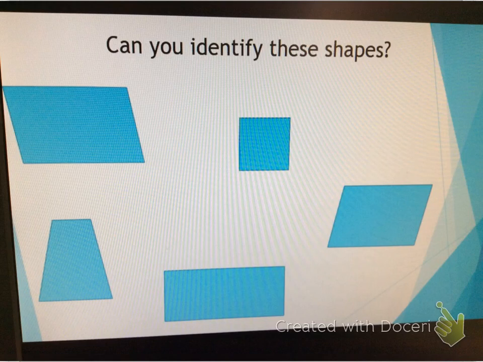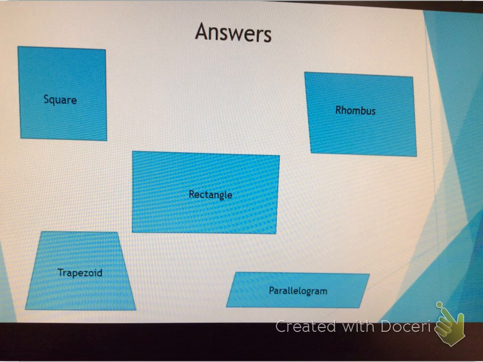Are we ready? Here are the answers. We have a square, a rhombus, a rectangle, a trapezoid, and a parallelogram. Way to go! Great job!